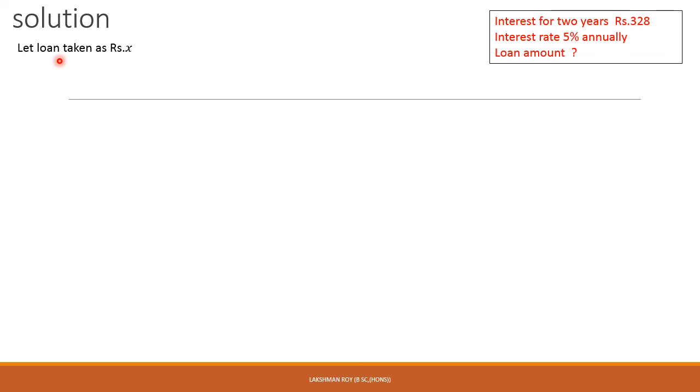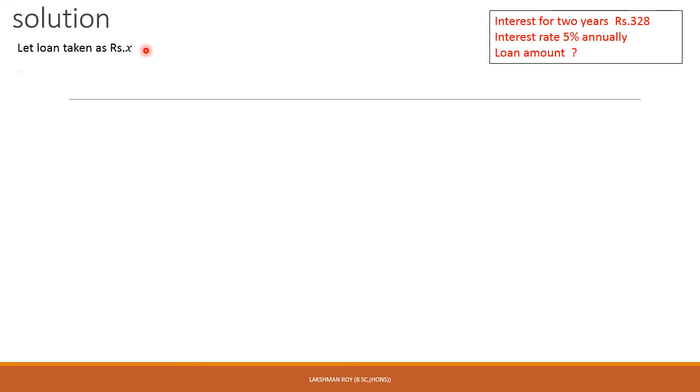See here, I'll take the loan the person has taken as rupees X, right? So first I suppose the amount he has taken is X rupees, that is an algebraic symbol. We don't know the amount, and finally I will find the X, right? So using this X rupees, I am going to find the interest for the first year and second year, right? Then I can use this 328 rupees, because they have given the interest for 2 years.